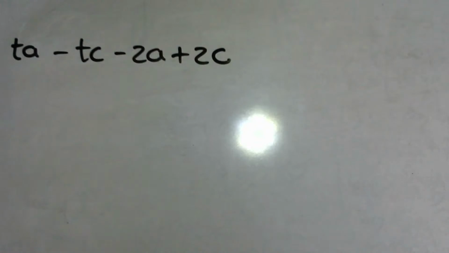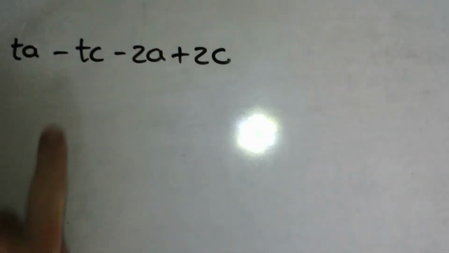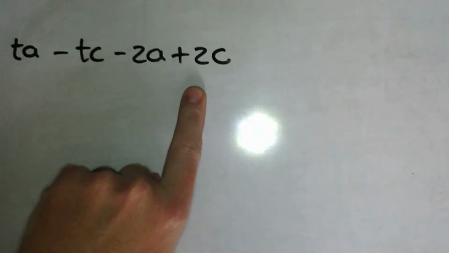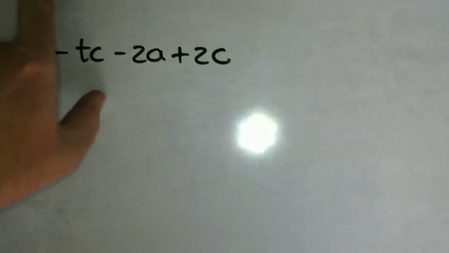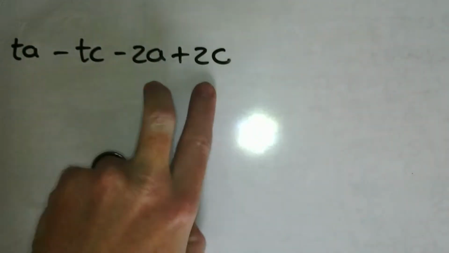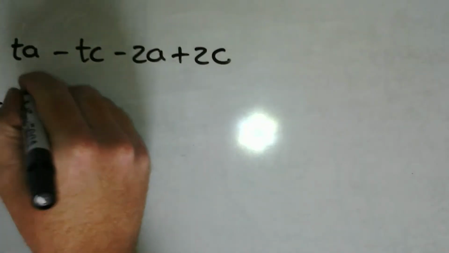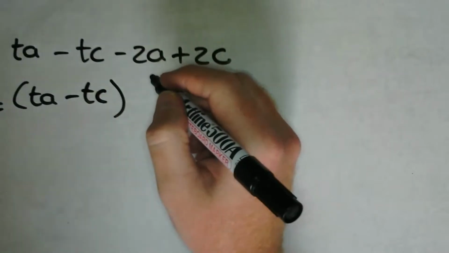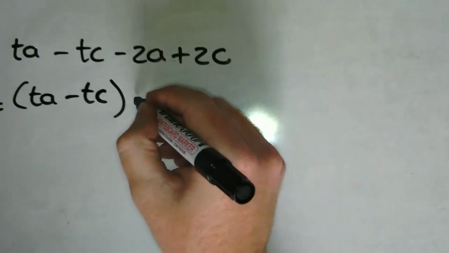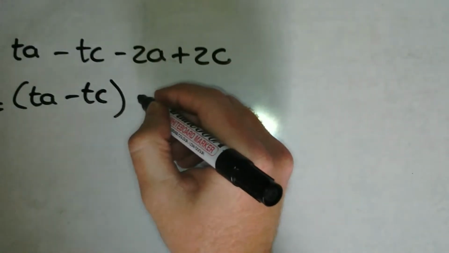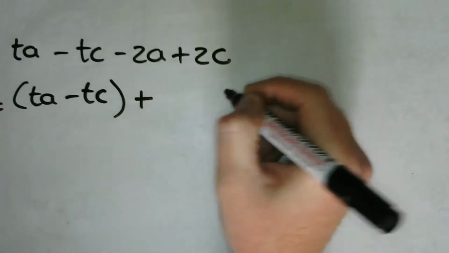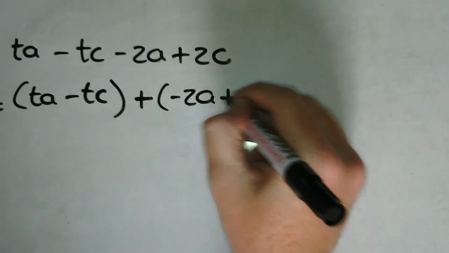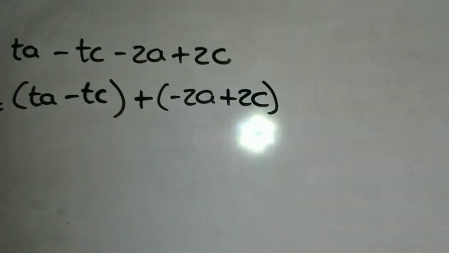Okay, so first things first is to group the terms together. Okay, so you always group the first two and you always group the second two. So this is how it should look. So we should say TA minus TC, and then we put a positive on the outside, always a positive, and then negative 2A plus 2C in that bracket over there.